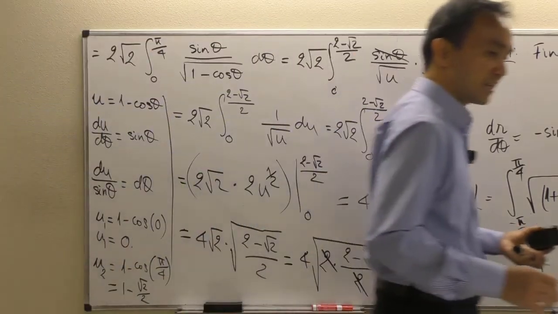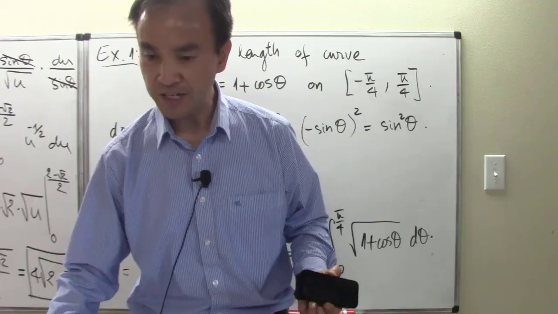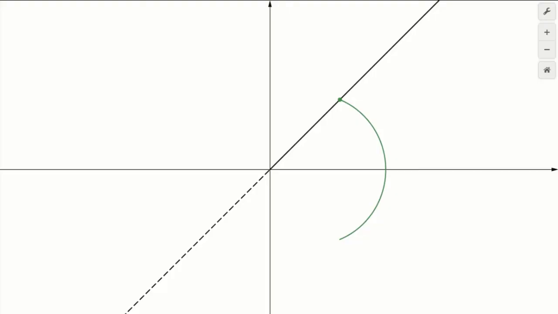For the piece of arc length, the length of the piece of arc that happens in the angle change from minus pi over 4 to pi over 4. Okay, so that's how long this arc is. 4 times square root of 2 minus square root 2. All right.